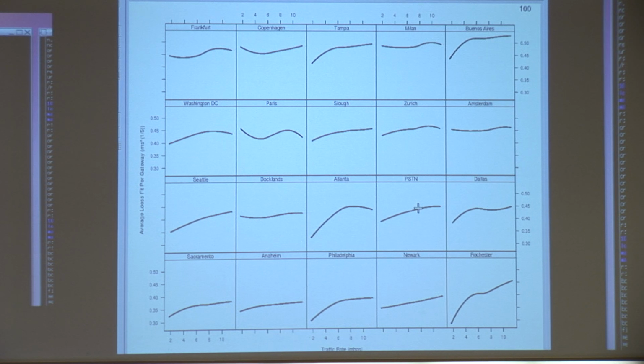Sorry, 14,000 subsets. I used the wrong word. 14,000 subsets altogether. We average across all those subsets. We take the lowest fits and average across all subsets for PSTN. Is this clear? Because this is critical.